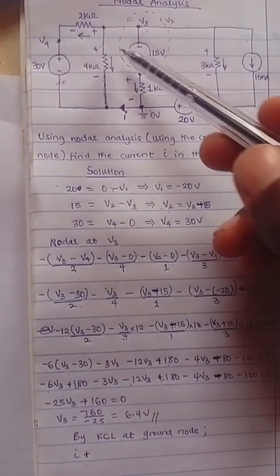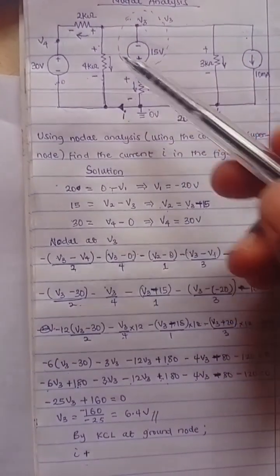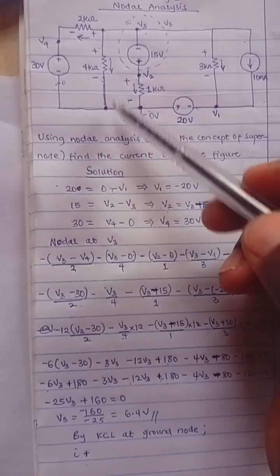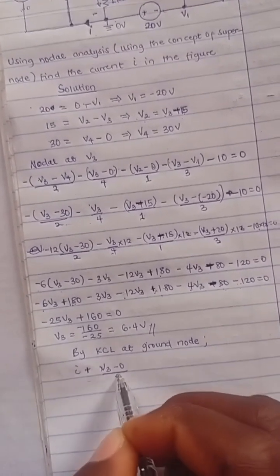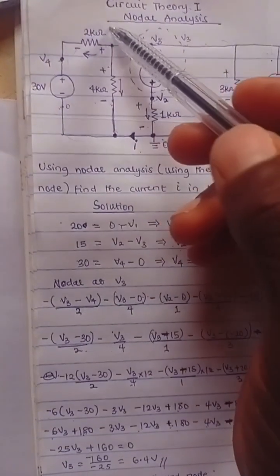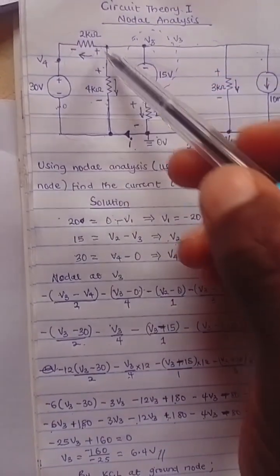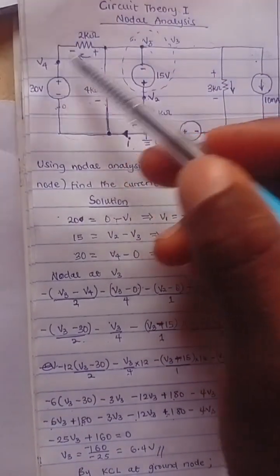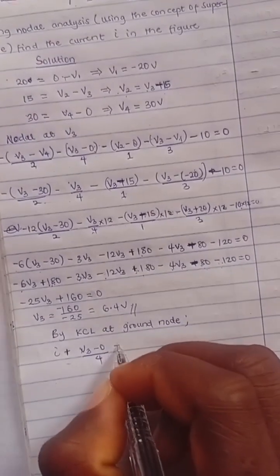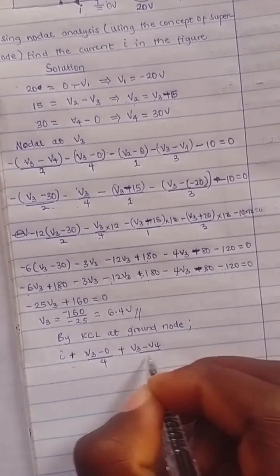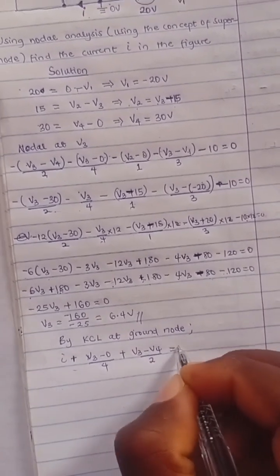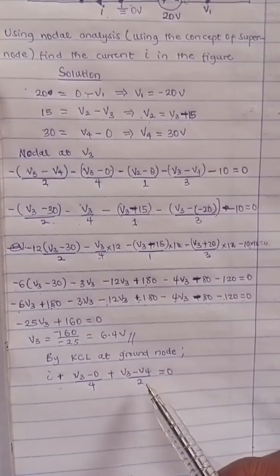And the value of this current that is entering, that is positive, is going to be V3 minus 0 over 4. So that will be V3 minus 0 divided by 4. And how about this other current that is entering through here? So that will be V3 minus V4 over 2. So you have plus V3 minus V4 all over 2. And everything here is equal to 0. So that's a statement of Kirchhoff's current law.